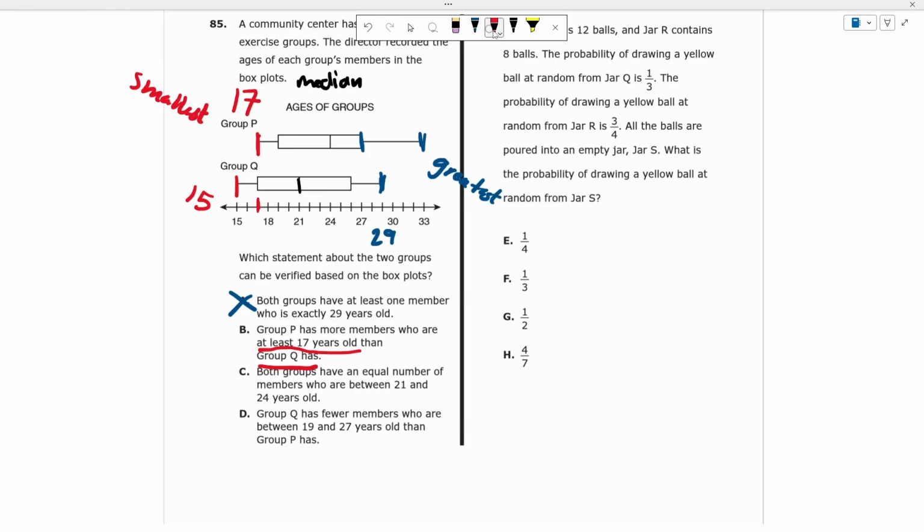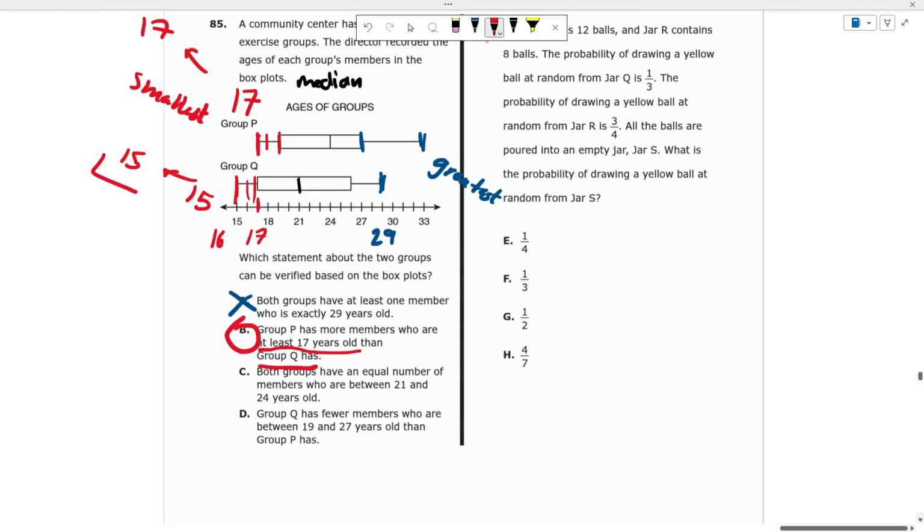So group P actually has older people. Why? Because the youngest person in group P is 17, while the youngest person in group Q is actually 15, okay? So group Q, it's possible for them to have a 15-year-old. We know they have a 15-year-old. We also know it's possible for them to have a 16-year-old, and we also know that they have a 17-year-old. So there are two instances when you have a 15 and a 16-year-old in the group. Group P, the youngest person in that group is 17. Then we have a possibility that we have an 18-year-old and a 19-year-old, right? Which means that group P does have more members that are at least 17 years old.